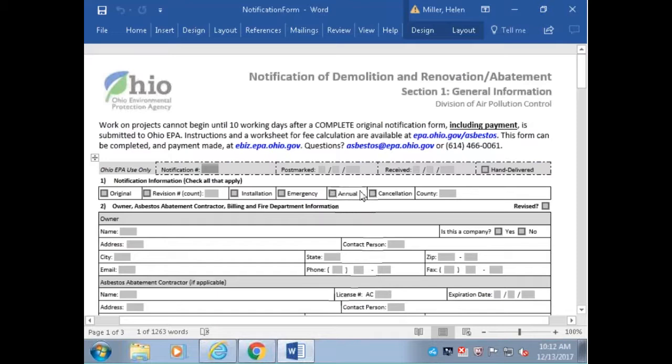If you have any questions as you're filling it out, our asbestos number is on there, so feel free to give me a call and I can help walk you through that.